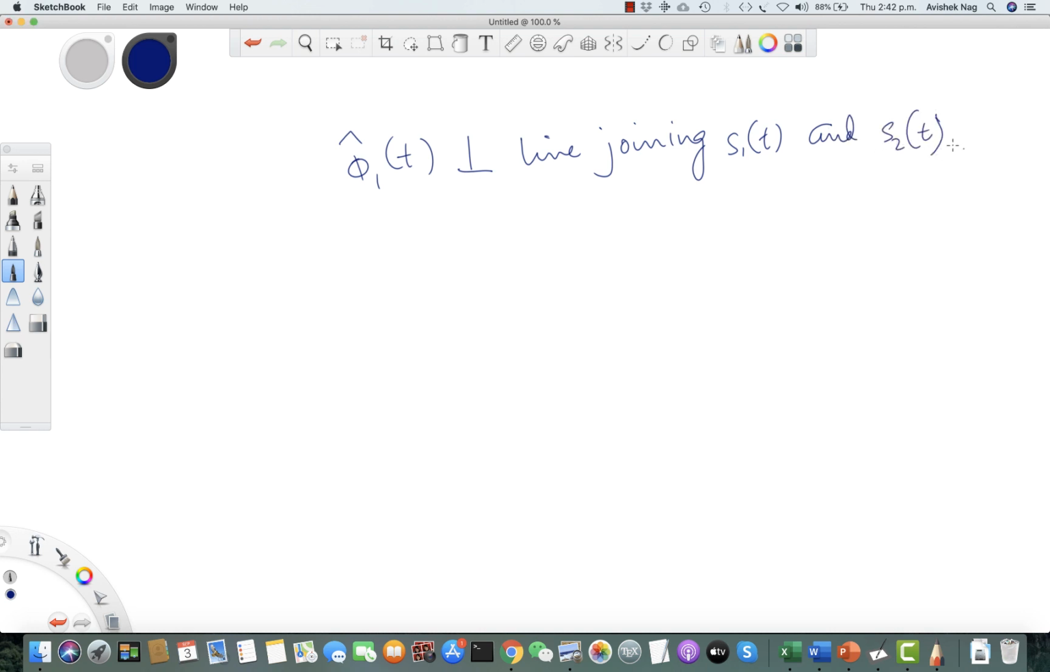So in vector notation, all you need to show is that this integral is 0. This basically gives you the equation of the line joining S1(t) and S2(t), or the vector that shows the line joining S1(t) and S2(t), and this is simple to show.